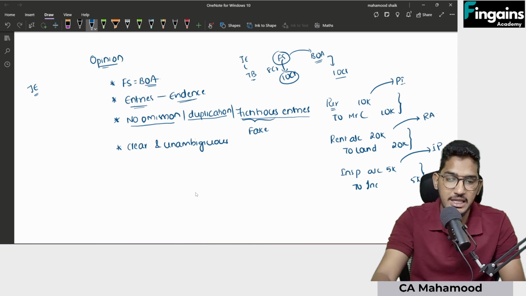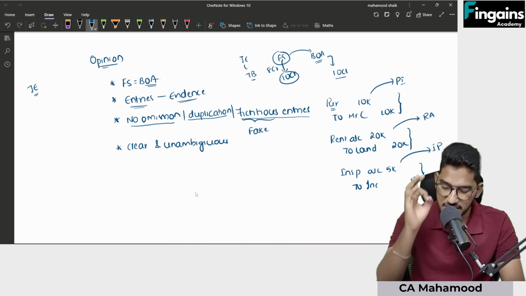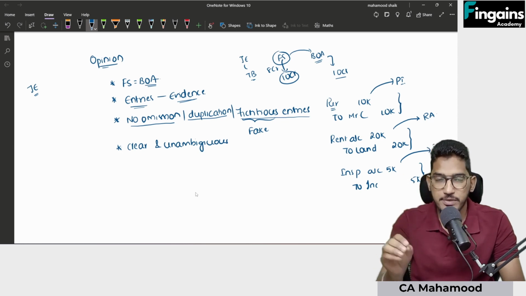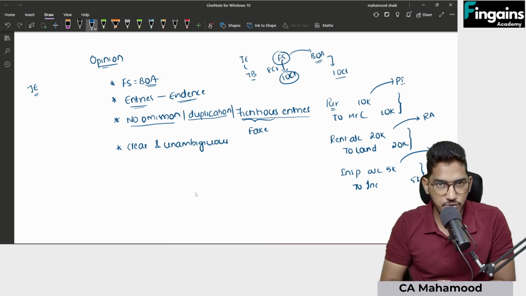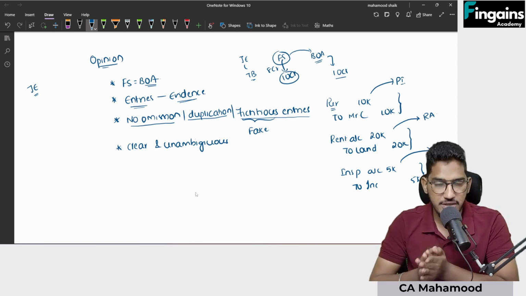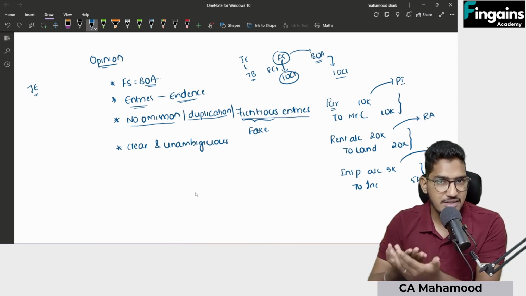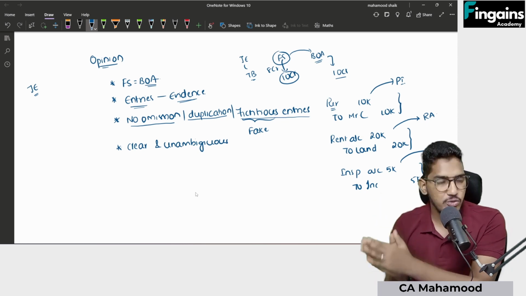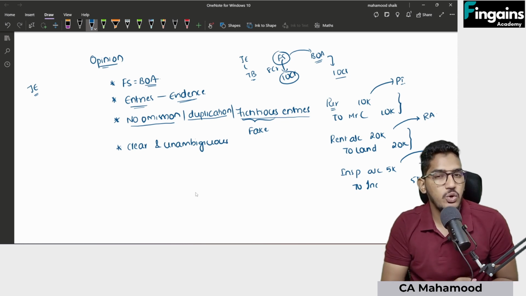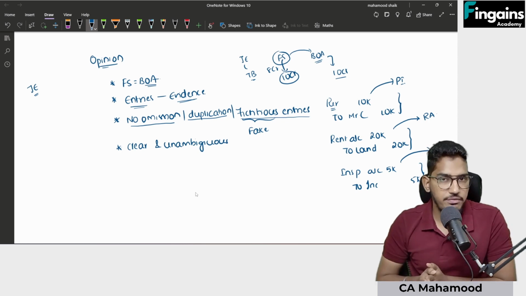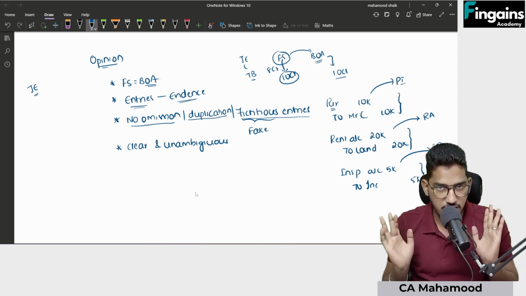Whatever information is presented in the financial statements should be clear and unambiguous, which means it should not create any confusion. If an ordinary person is reading the financial statements, he should be able to understand what has taken place. The financial statements should provide clarity to the user, not confusion. Why? Because you can't expect every reader of the financial statements to be a finance professional.